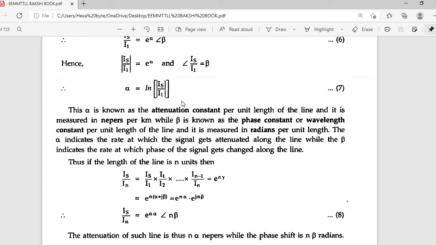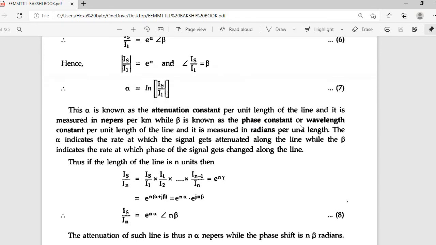Suppose one section is 1 kilometer, so attenuation loss per 1 kilometer. Suppose you assume one section is half a kilometer, attenuation per this section. Suppose you take one section as 5 meters, so attenuation loss in decibels per these 5 meters. Or suppose you take 1 meter length, so some decibels per 1 meter length. Whatever length section you take, the attenuation is given for that particular section.